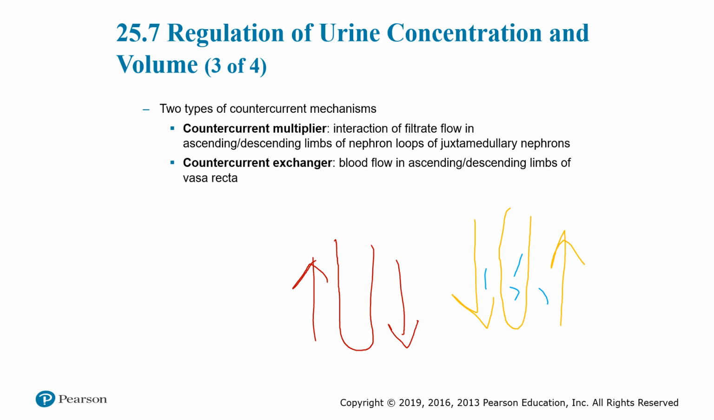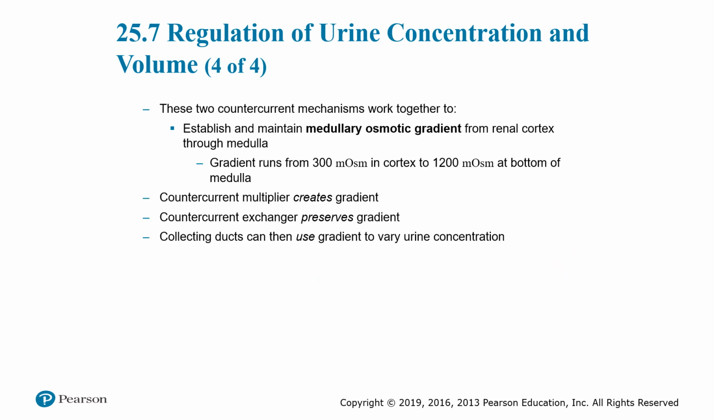Now let's see how they operate together. Like I said before in the previous slide, these two countercurrent mechanisms work together. Which two countercurrent mechanisms? The loop of Henle, the opposite direction of the flow of filtrate in the loop of Henle, and the opposite direction of the flow of blood in the vasa recta. Together, they maintain the medullary osmotic gradient from the renal cortex through the renal medulla. So there is an osmotic gradient which is present from the cortex to the medulla.